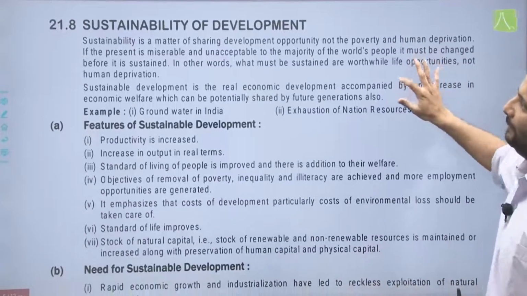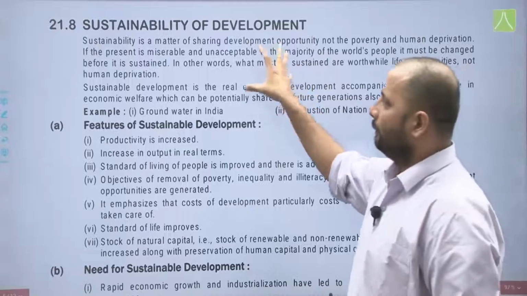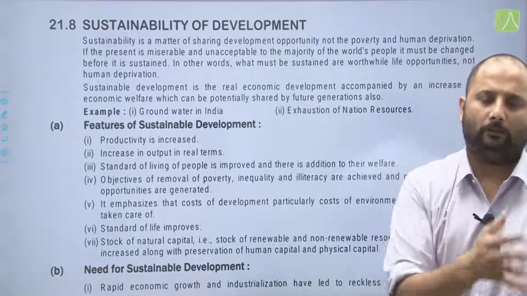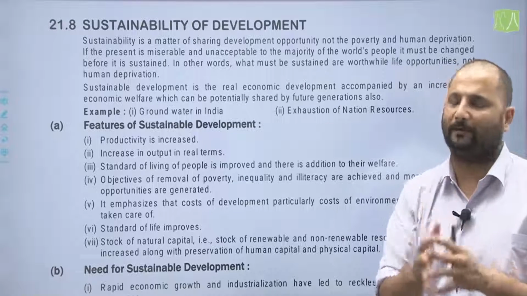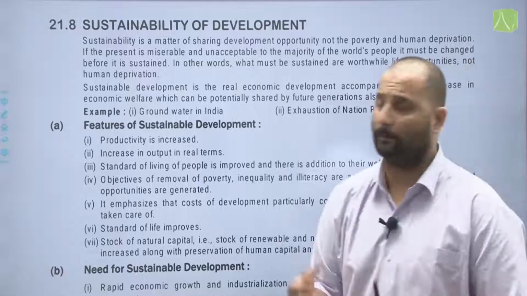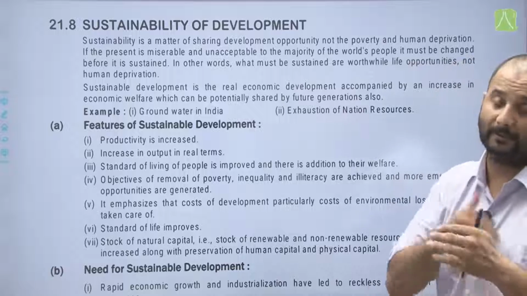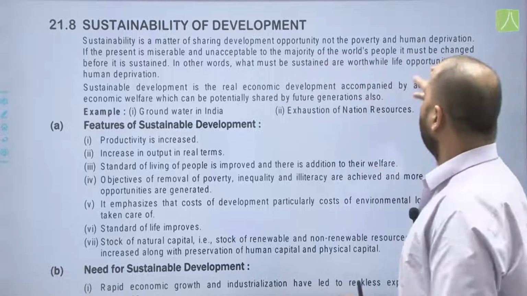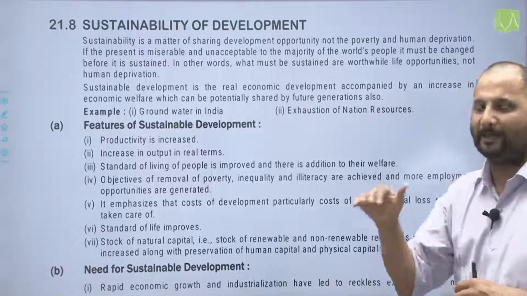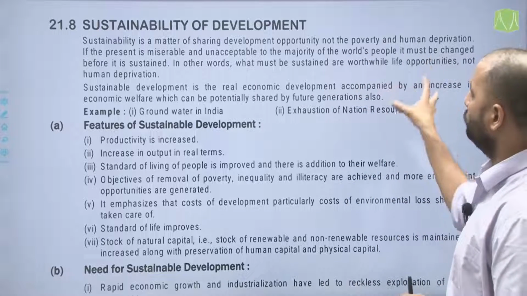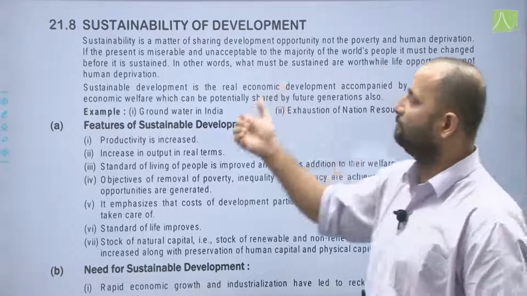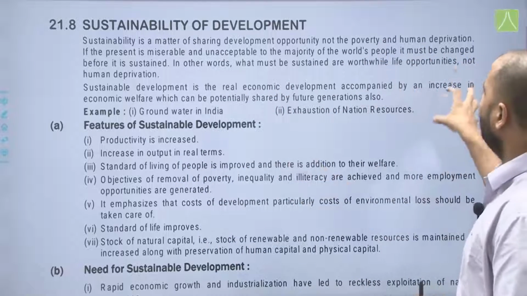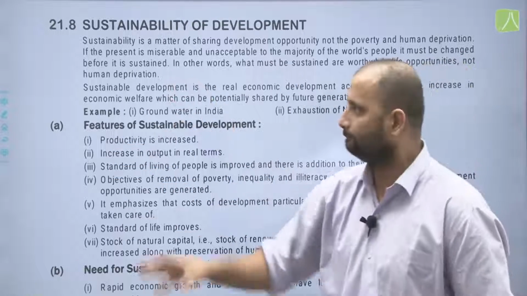This brings us to our topic, that is sustainability of development. Now, sustainable development you have seen in your class 10th geography chapter, resources and development. There also we talk about sustainable development. Here also, sustainability of development is a matter of sharing development opportunity, not poverty and human deprivation. If the present is miserable and unacceptable to the majority of the world's people, it must be changed before it is sustained. In other words, what must be sustained are worthwhile life opportunities, not human deprivation.